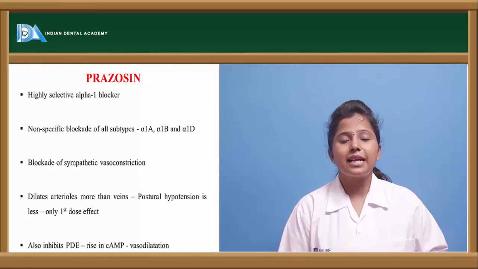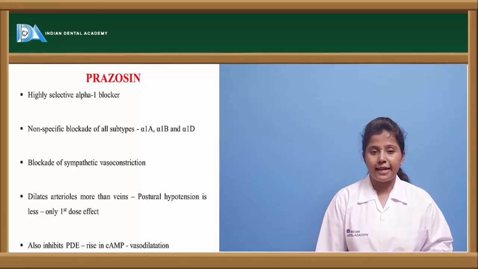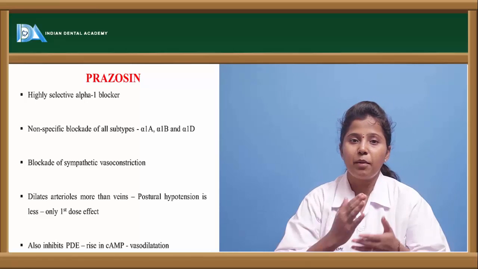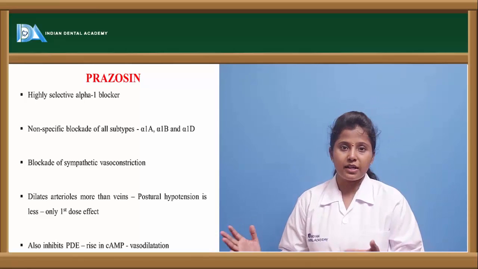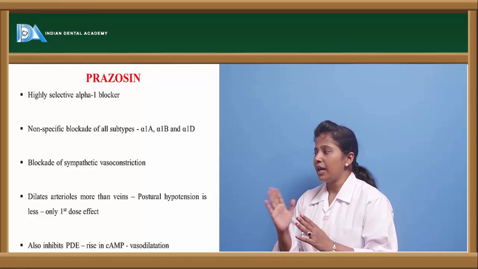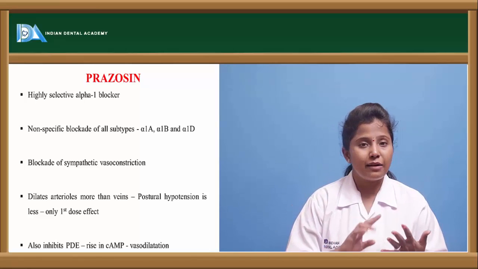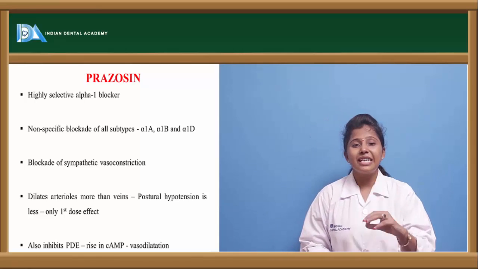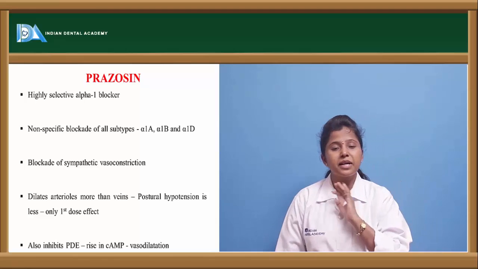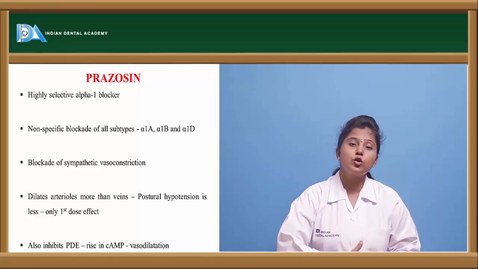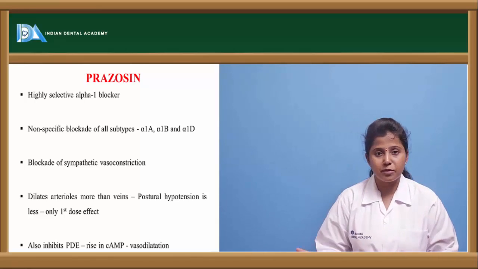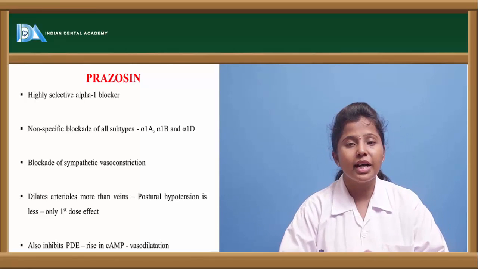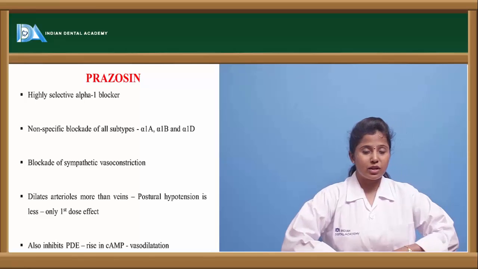Prazosin. This is an alpha-1 receptor antagonist, which binds to all alpha-1 receptor types. In alpha-1 we have alpha-1A, alpha-1B, alpha-1C as well as alpha-1D. It is very selective, in that it only binds to alpha-1 receptors, but it binds to all types of alpha-1 receptors. And because of this blockade, there will be a reduction in sympathetic vasoconstriction.